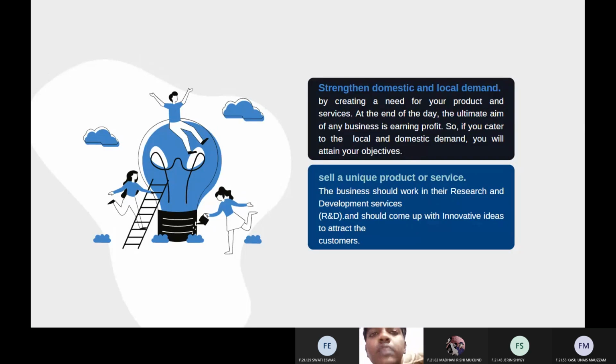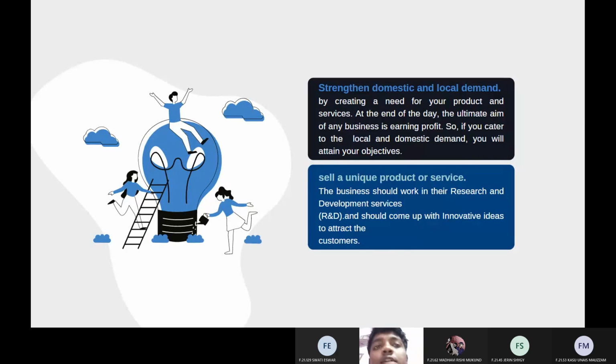Third, strengthen domestic and local demand. As we all know, the ultimate aim of any business is to attain profit. By creating a need for your product at the local and domestic level, a business can achieve its objectives.